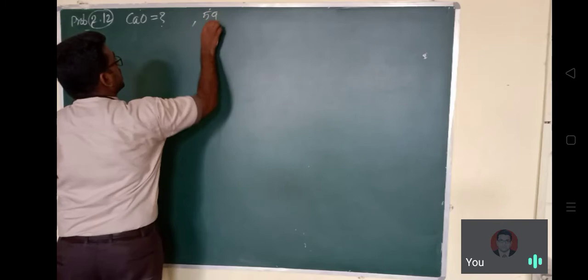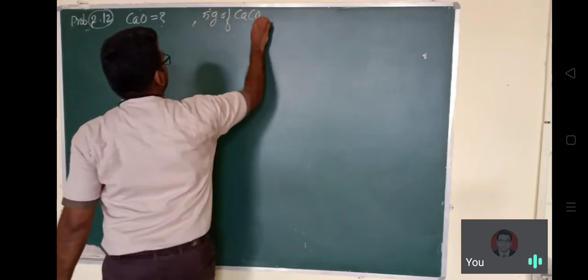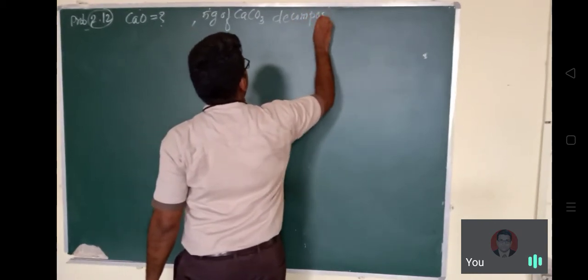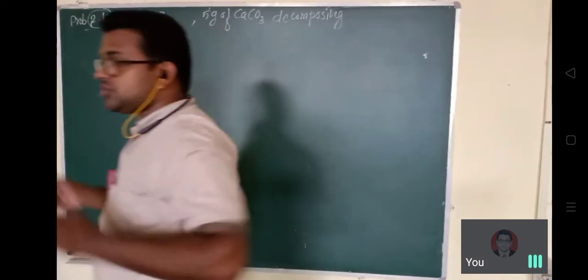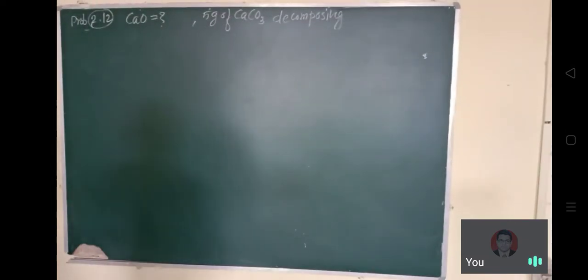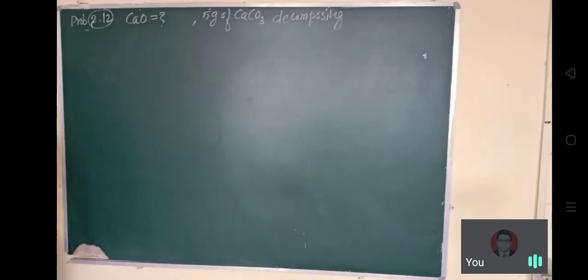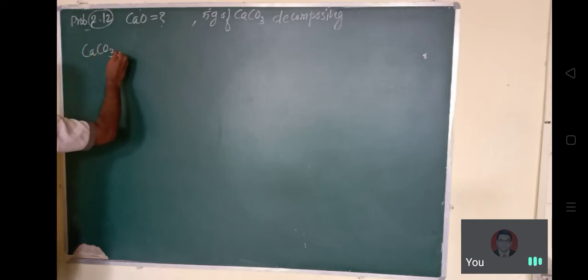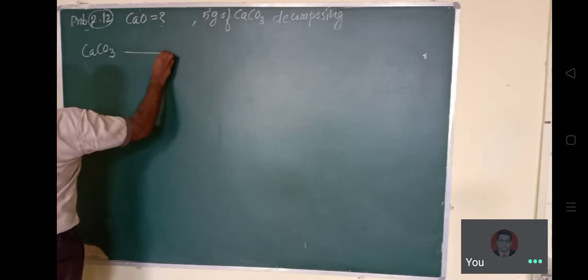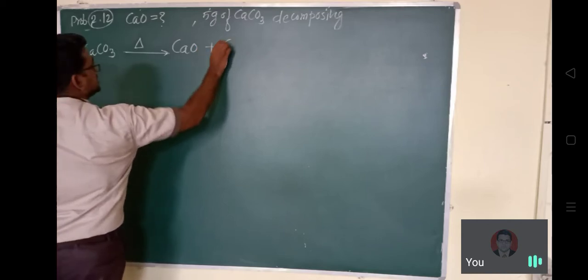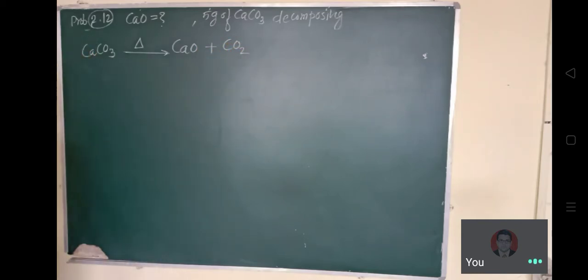When 5 grams of CaCO3 is decomposed, how much calcium oxide will we get? We will first write down the decomposition reaction for calcium carbonate. So calcium carbonate, that is CaCO3, when it gets decomposed, forms CaO plus CO2.